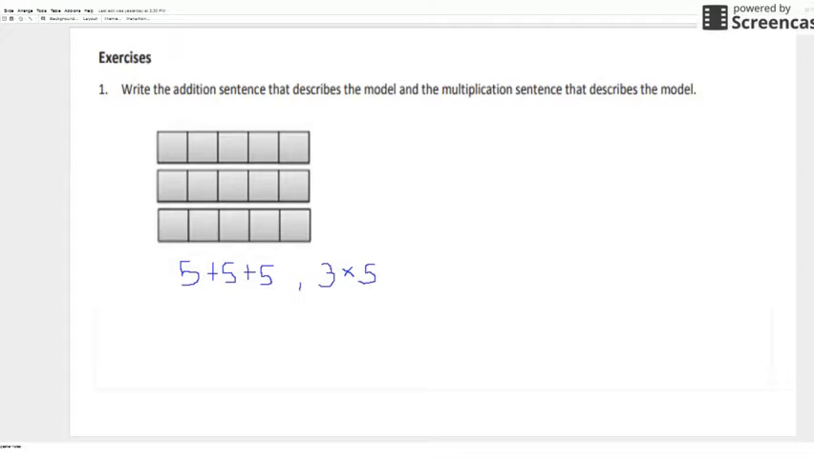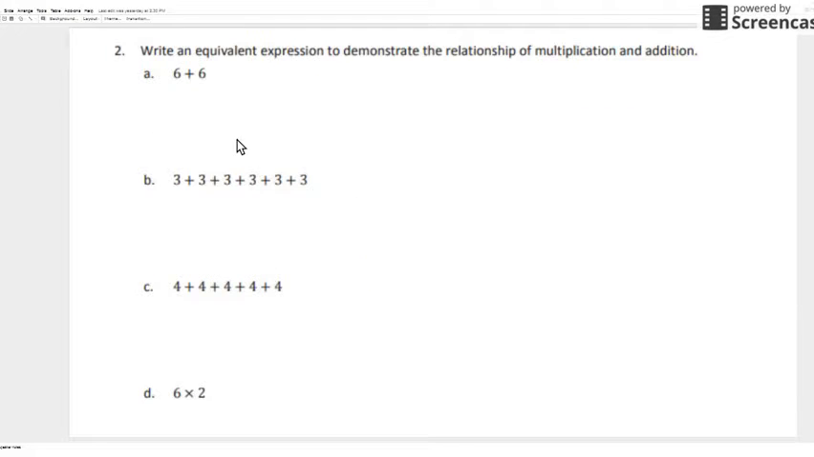All right, so let's go and kind of move on to some more examples. I'm going to do a couple of these with you, and then I'm going to have you do a couple on your own and go over the answers. But this is kind of taking what we've learned and switching them back and forth.